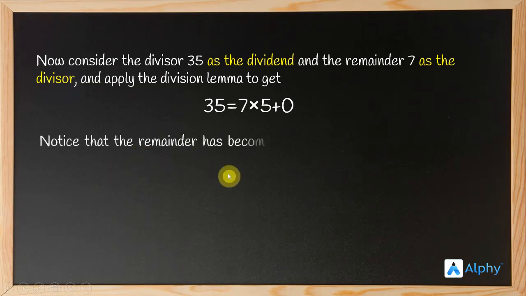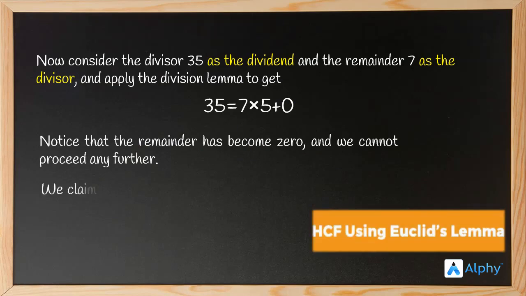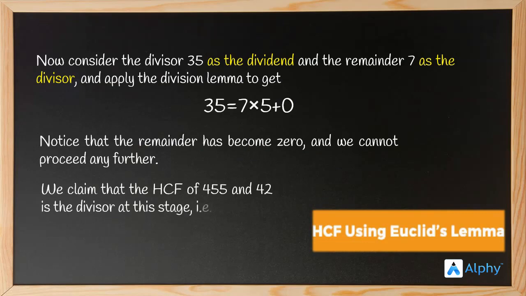Notice that the remainder has become 0 and we cannot proceed any further, because if you are going to consider 0 as the divisor in the next case, it doesn't make any difference. It's going to be the same for any number. So we are going to stop whenever we get the remainder as 0. We claim that the HCF of 455 and 42 is the divisor at this stage, that is 7.